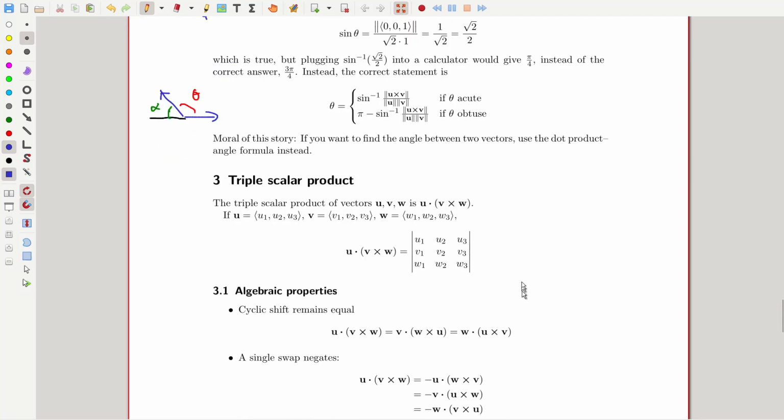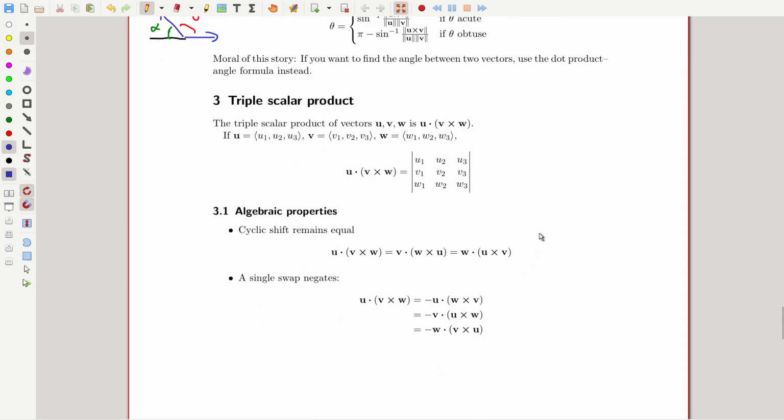All right. So okay, that's what we have for the cross product. Moving on to the triple scalar product. So this is an operation that takes three vectors, u, v, and w, and returns a scalar, returns a number.